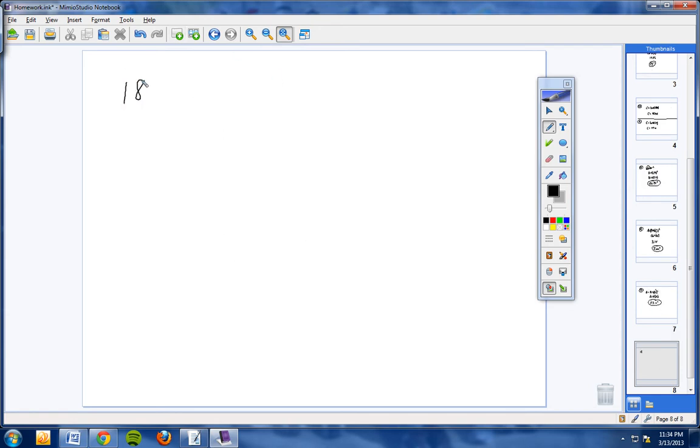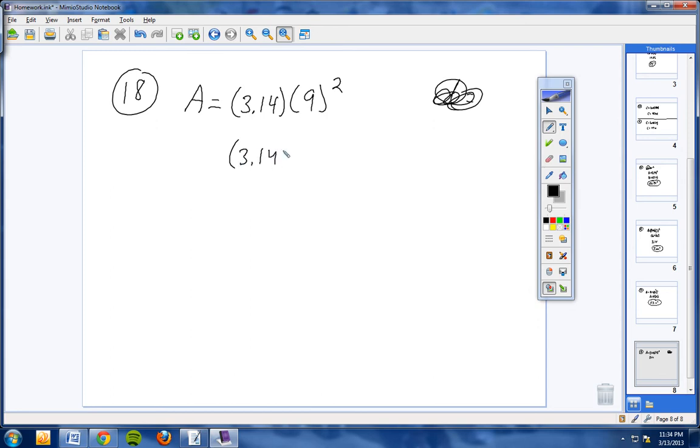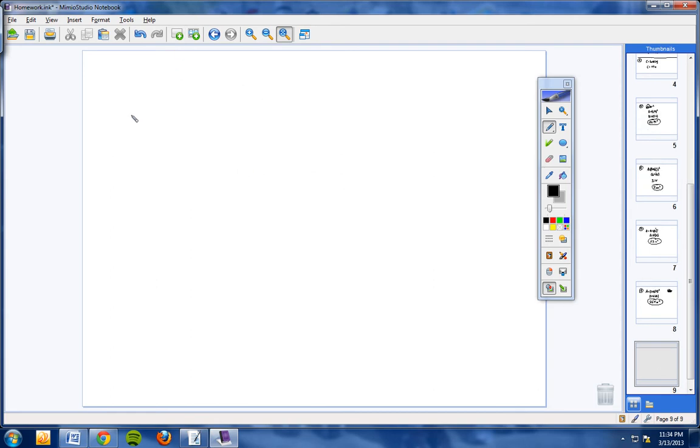Okay, number 18. Continuing on, we're going to find the area of a circle that has a radius, sorry about that, a radius of 9. A radius of 9. So we square the 9, and that would give us 81. And then 3.14 times 81 will give us 254 meters squared. All right, moving on to number 19. Number 19.